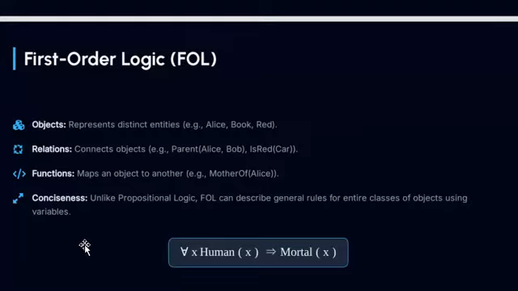Objects are individual entities such as Ali or the book, and relations are the connections between the objects, like if we say parents, then Alice and Bob. If we say the car is red, then the car is red. And a function maps one object to another object, such as mother of Ali or mother of Alice.